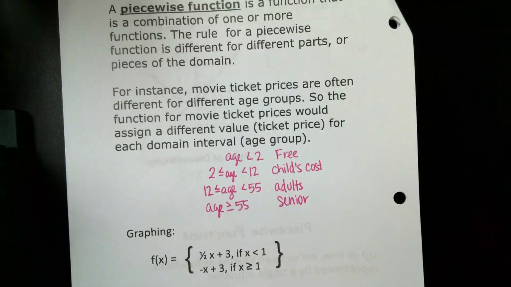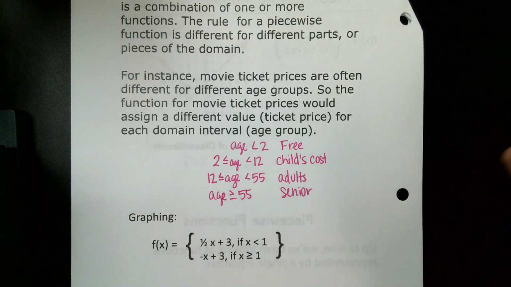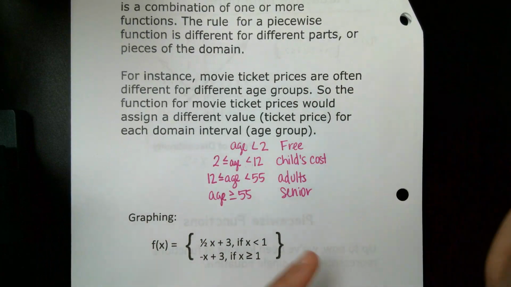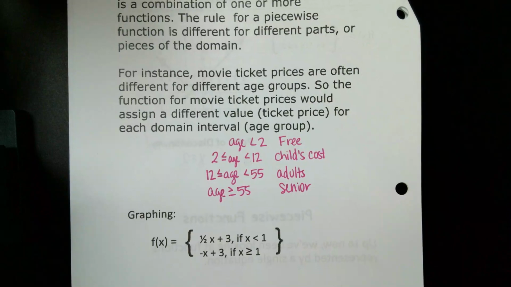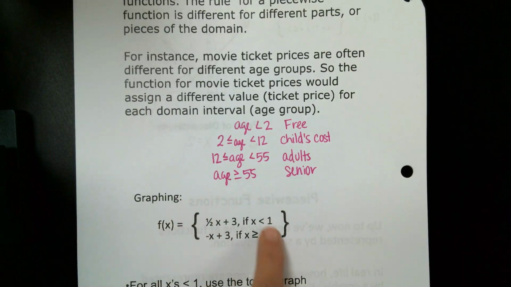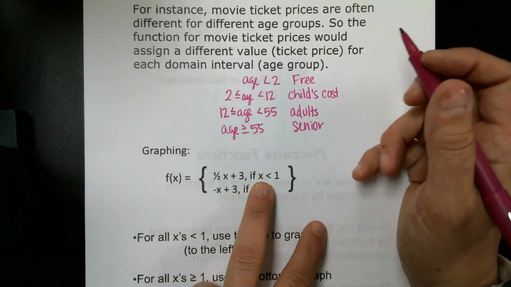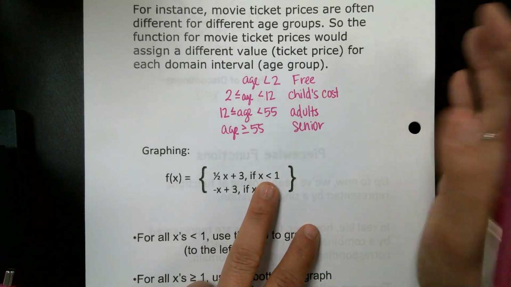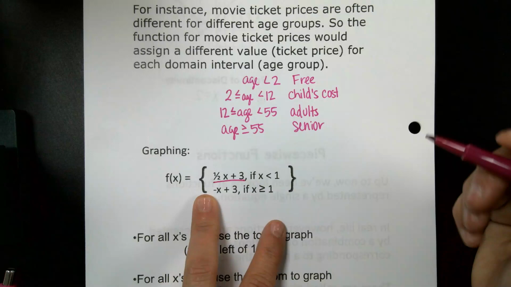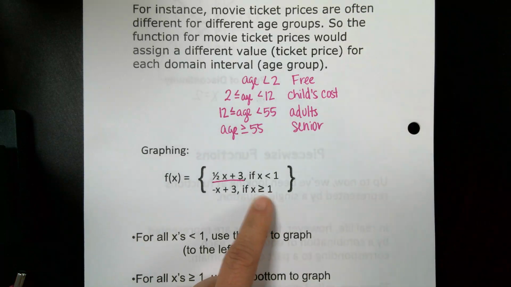So most functions in the real world have different pieces to them because it's not usually very continuous. These people will be a certain price, these people will be another price, these people will be another price, and so on. Okay? So when we go to do graphing for piecewise functions, this is what it's going to look like. If you read this piece of the function, it says if x is less than 1. So for any number less than 1, like 0, -1, -2, this is the function we're going to use. But if x equals 1 or is bigger than 1, like 1, 2, 3, 4, this is the function we're going to use.